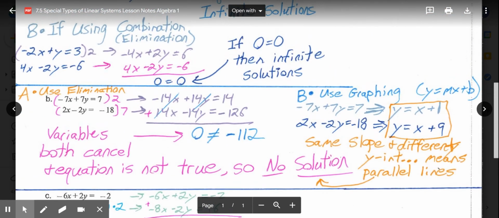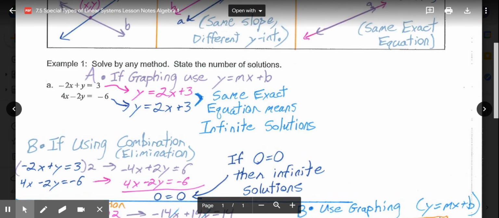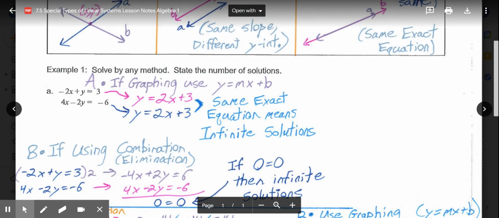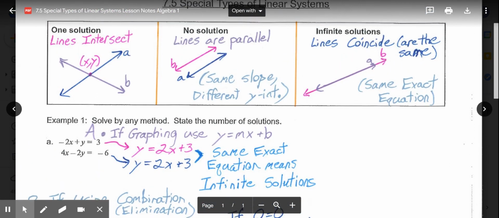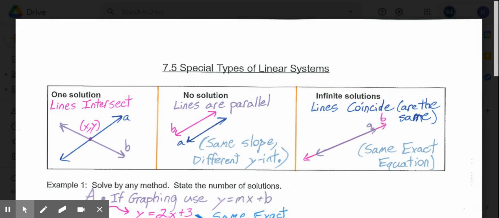So no matter which method you use, if it's substitution, graphing, or elimination, either way, you still should be able to arrive at the right answer for if it's a one solution system, a no solution system, or an infinite solutions system.